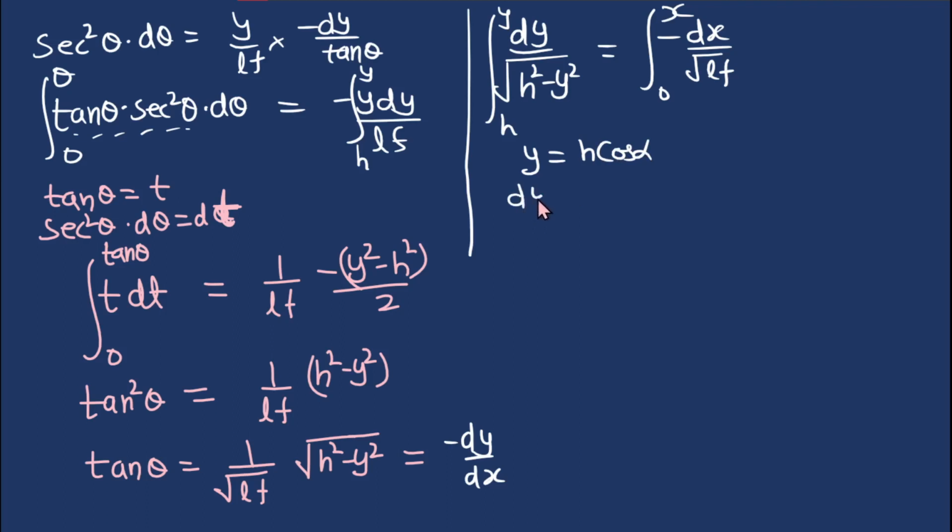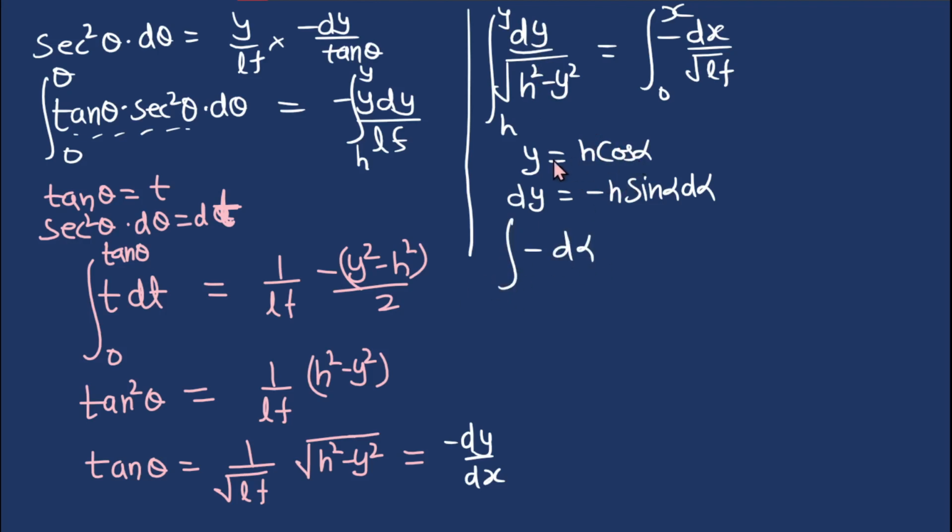From here we are getting dy equal to minus of h sine alpha d alpha, right? So let's just substitute that. So towards the left we are getting minus of h sine alpha, and in the denominator we will be getting h square minus h square cos square alpha. That will also come out to be h sine alpha. So numerator and denominator are getting cancelled. We are only getting minus of d alpha, right?